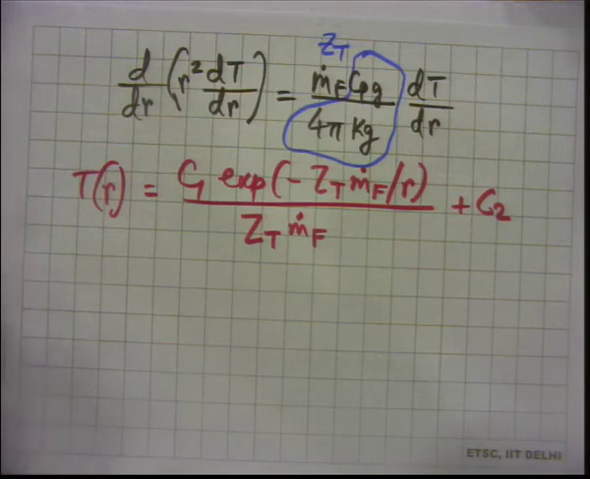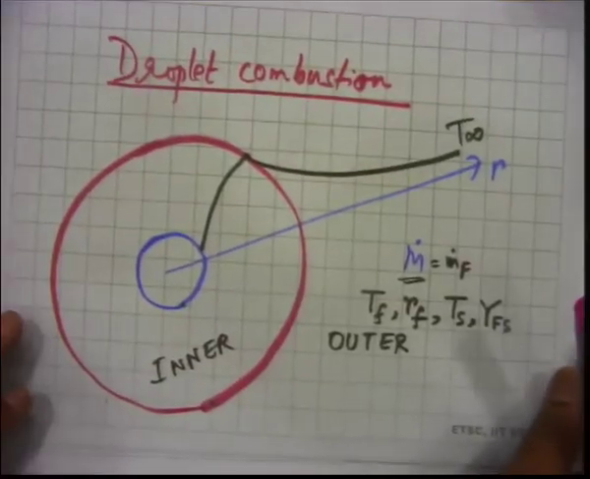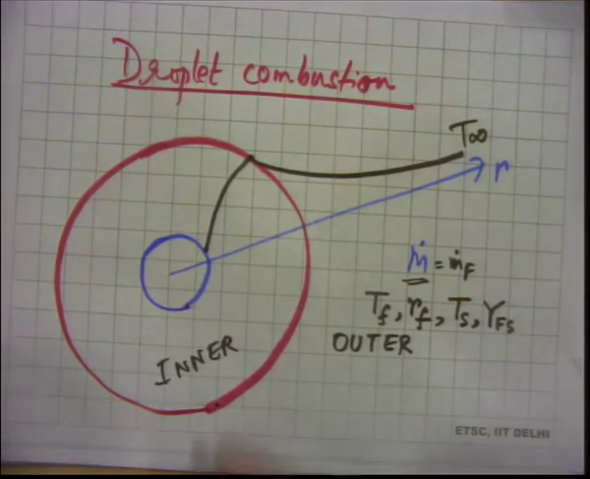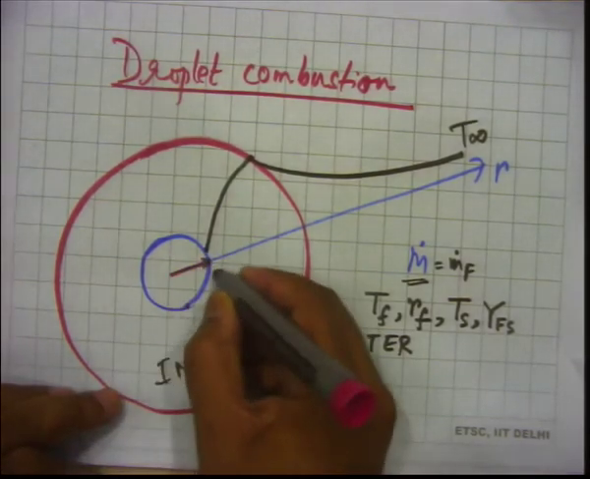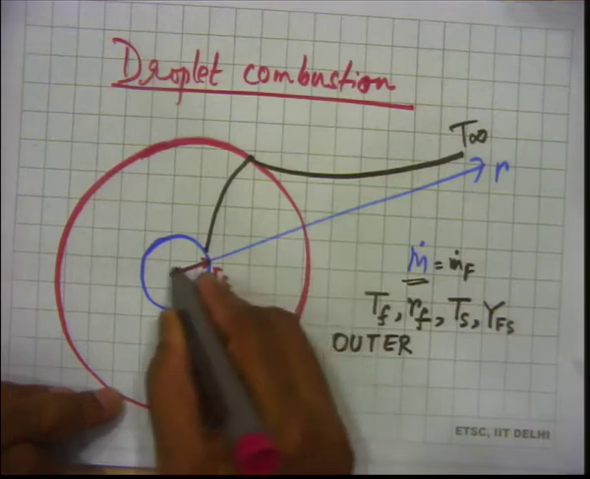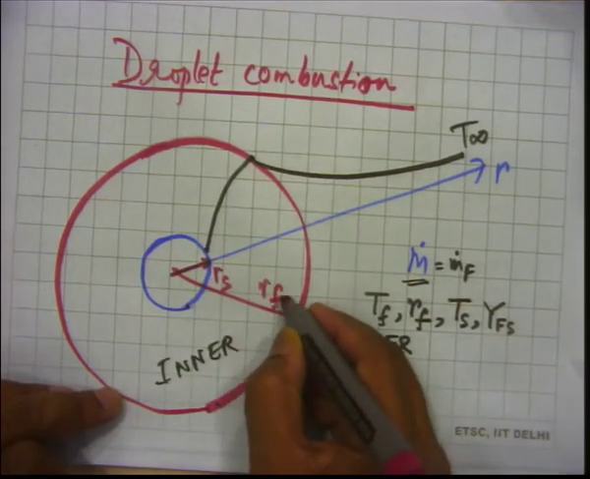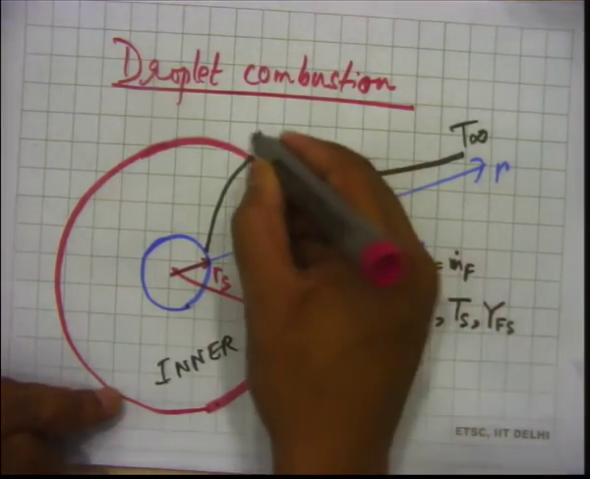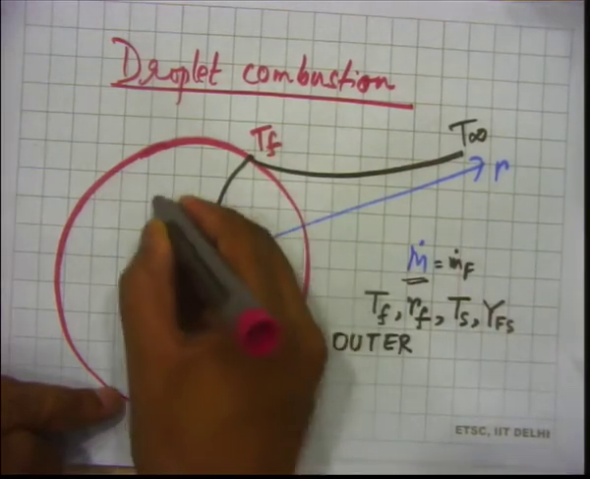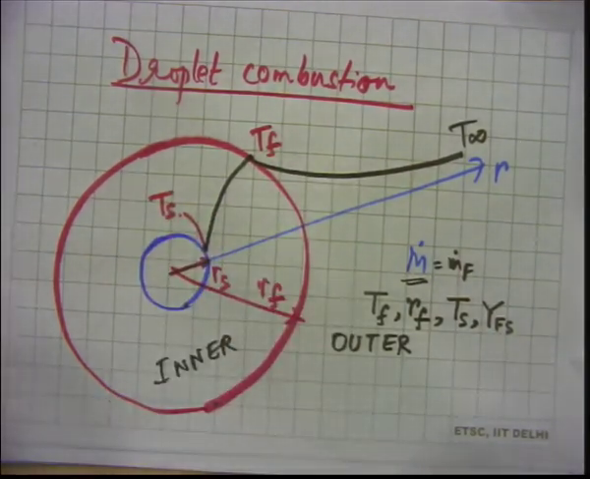Remember, we are talking about the combustion situation. So how much is this one? This is Rs. This we are calling Rf, right? This temperature here is Tf. This temperature here is Ts. Fine. S for surface, F for flame. That's the notation.